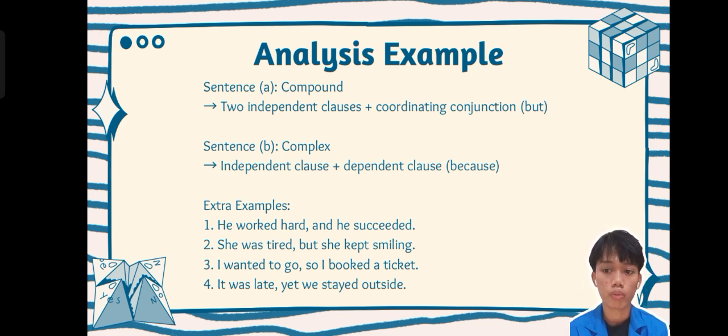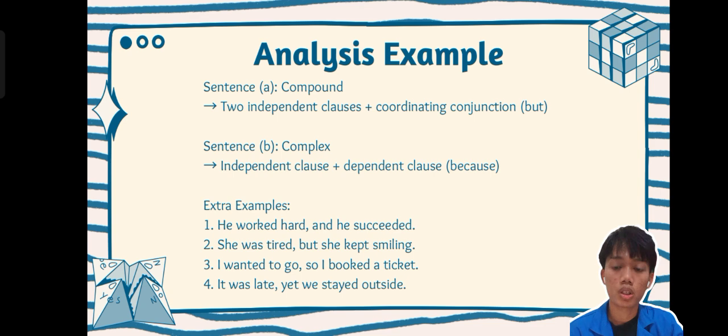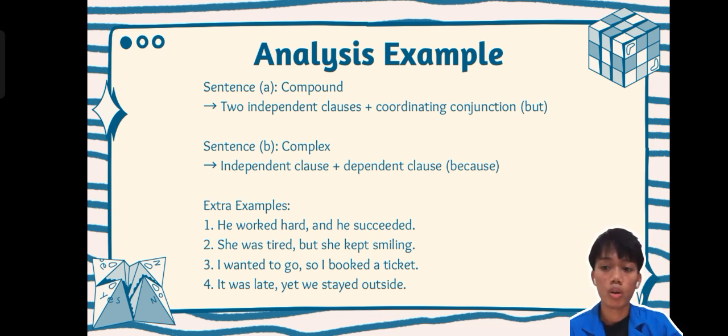Here are four more examples of compound sentences. He worked hard and he succeeded. She was tired, but she kept smiling. I wanted to go, so I booked a ticket. It was late, yet we stayed outside. All of these contain two independent clauses connected by a coordinating conjunction.